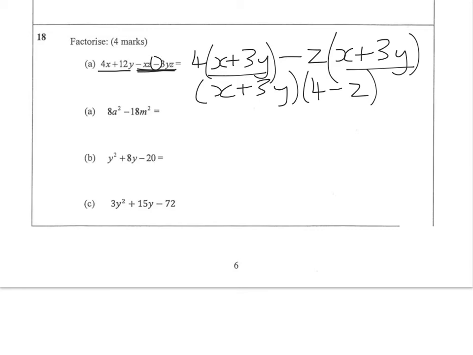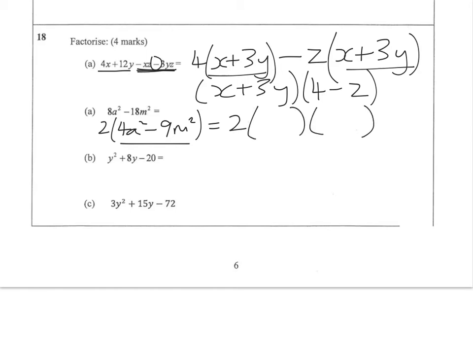Okay, next question. Okay, look for common factors. So 8 and 18, 2 goes into both. So 2 comes out the front. 4a squared minus 9m squared is left. Okay, now this is a difference of 2 squares. So put the 2 out the front and it becomes 2 brackets.